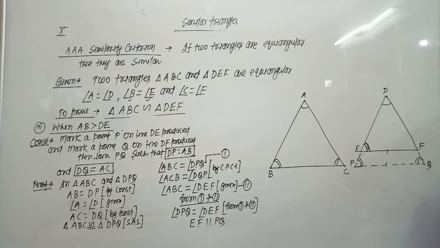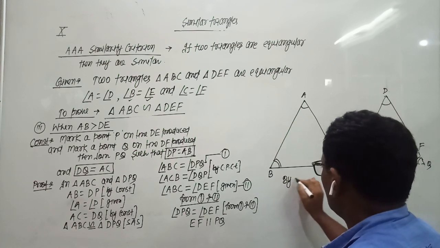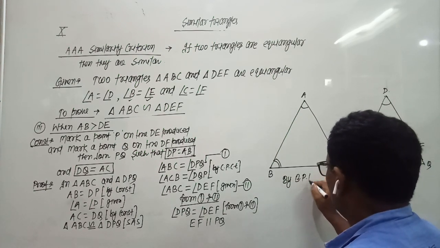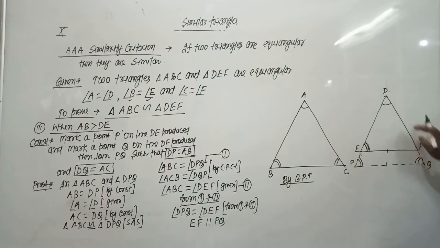By the converse of BPT, if EF is parallel to PQ, then the sides must be in proportion. So by BPT, we can write that the sides of triangle DPQ and triangle DEF are in proportion.